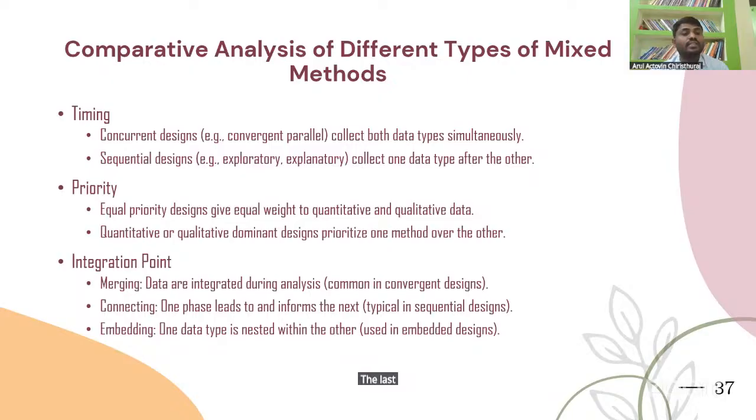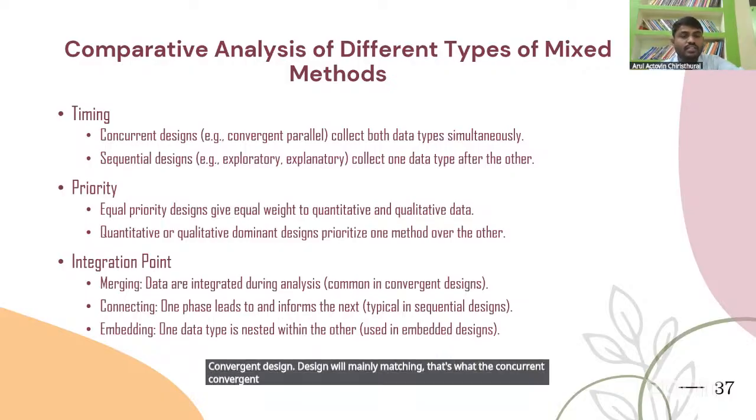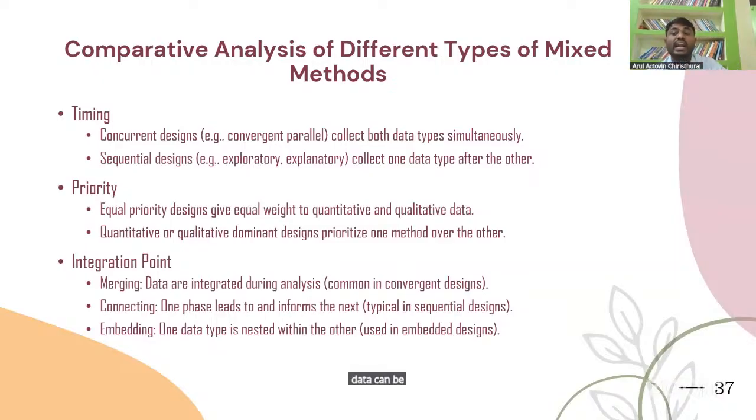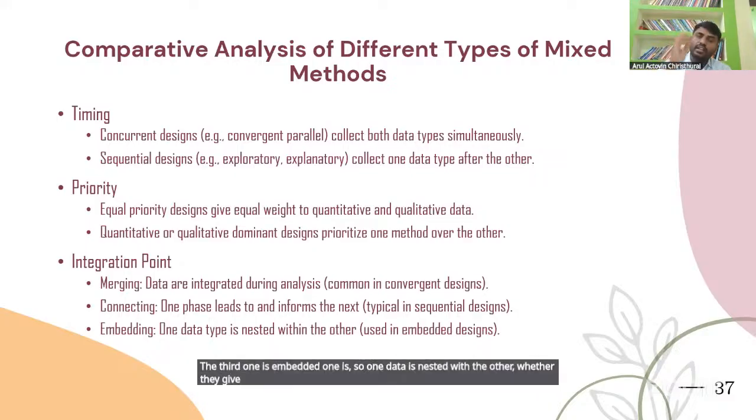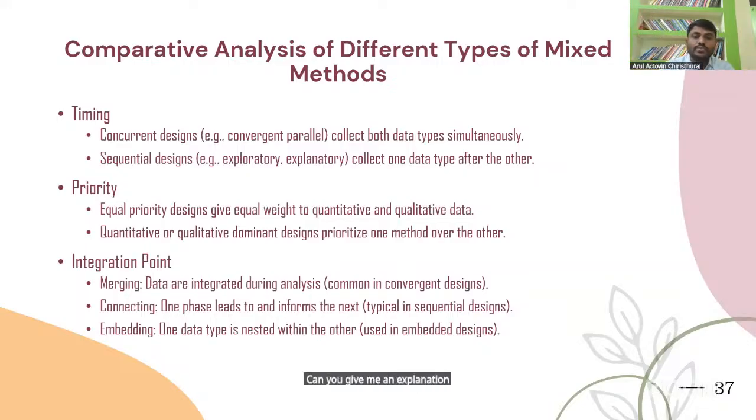The next point is integration: merging, connecting, embedding. Merging is what we see in the convergent design; the concurrent convergent parallel design mainly merges, and the data is integrated during the analysis alone. Connecting means one phase leads to and informs the next one, connecting the sequence. The third one is embedding, where one data set is nested within the other and gives an explanation of the main findings. This is used in the embedded design.